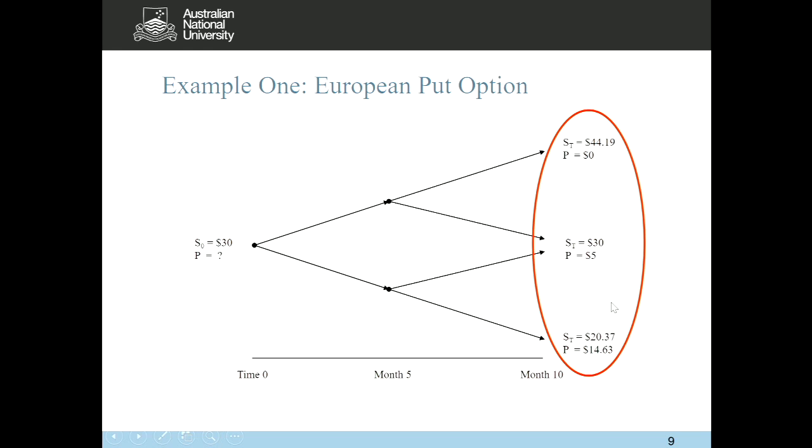However, there are two ways we can get to the middle point, which is for the share price to go up, then go down. Alternatively, for the share price to go down, then go up again. Either way, we're going to end up with the share price of 30, right?